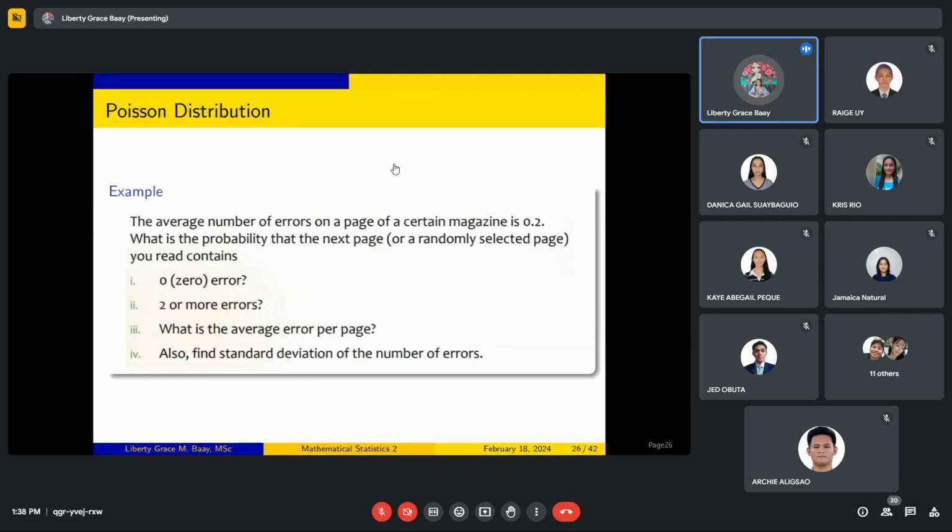Okay? So we have here an example. The average number of errors on a page of a certain magazine is 0.2. We are asked to find the probability that the next page, a randomly selected page you read, contains zero errors, and two or more errors. We are also asked to find the average error per page. And lastly, what is the standard deviation of the number of errors?